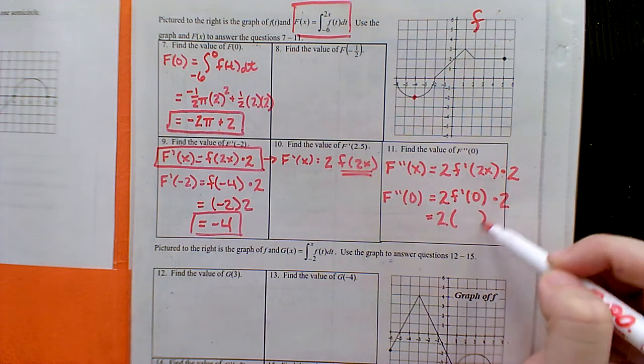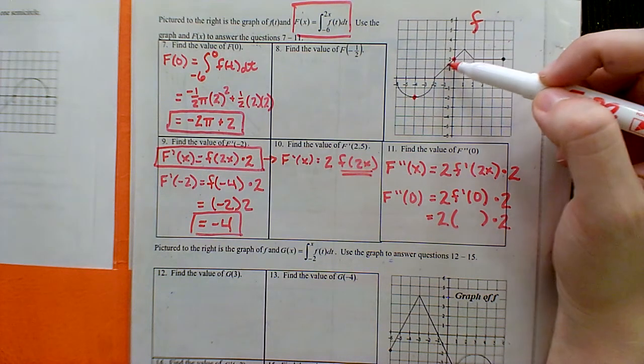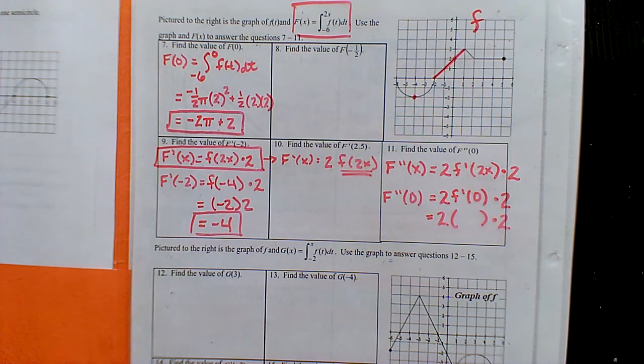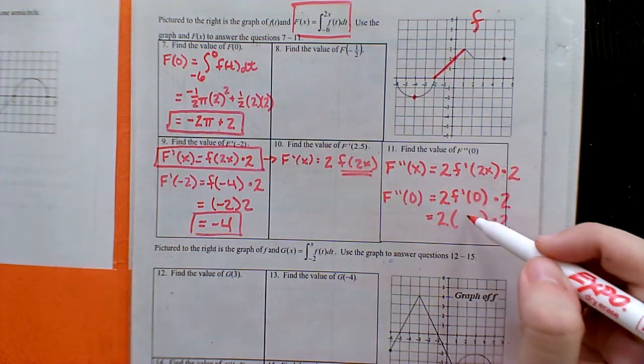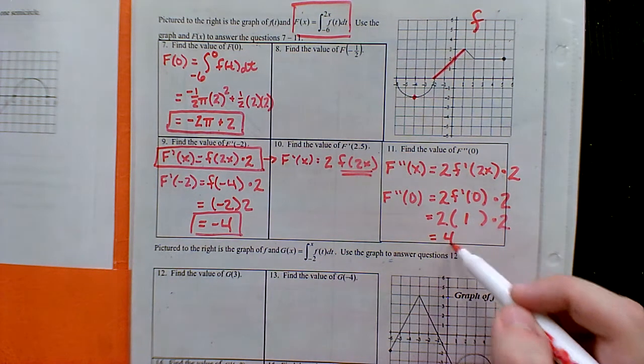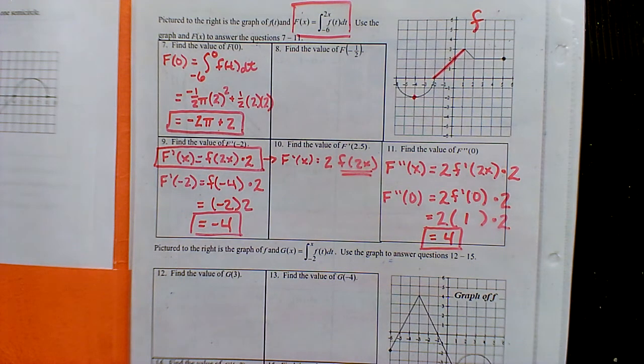Can we figure out what f prime of 0 is based off the graph? We want the slope of the graph at that spot. Looks like the slope is 1. So 2 times 1 times 2. We got 4.